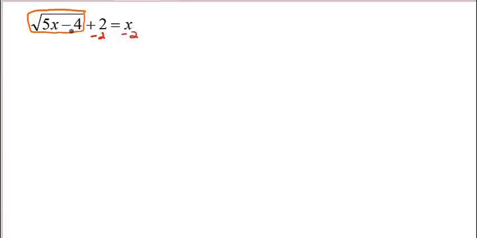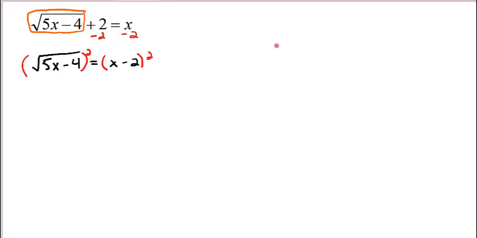So if I do that, I'm going to be left with the square root of 5x minus 4, and that's going to equal x minus 2. Okay. Now we could get rid of this radical, and to get rid of the square root, we raise it to the second power, which means we raise this side to the second power.